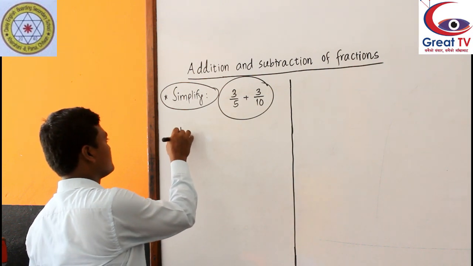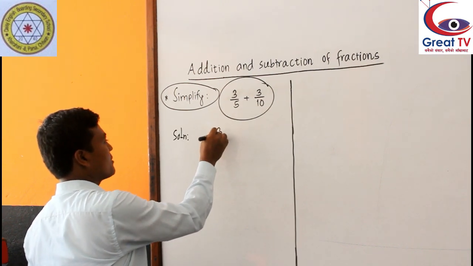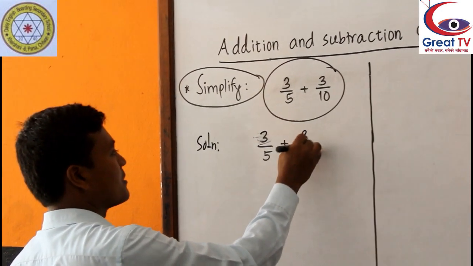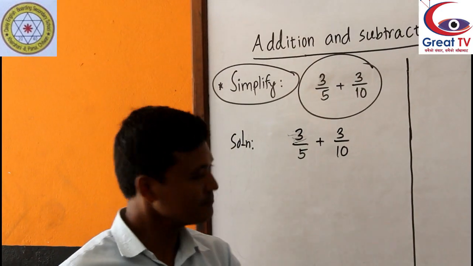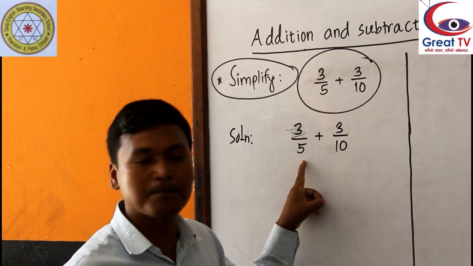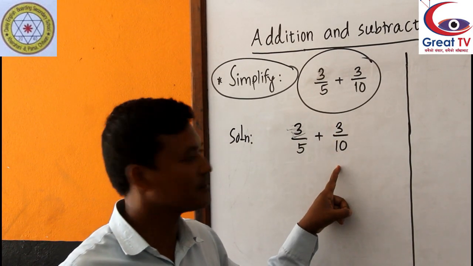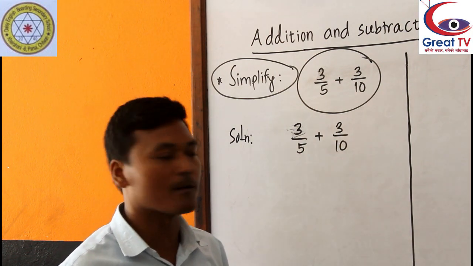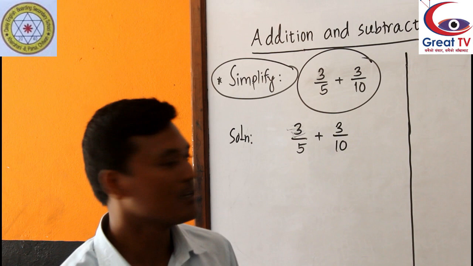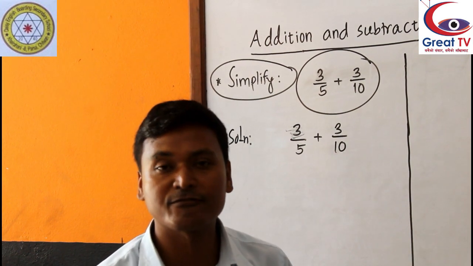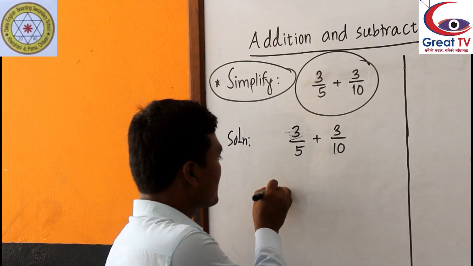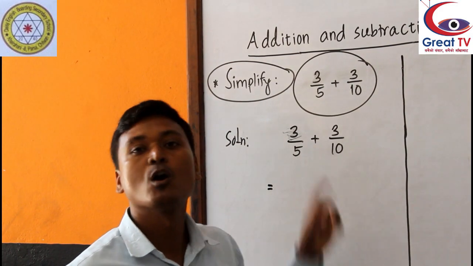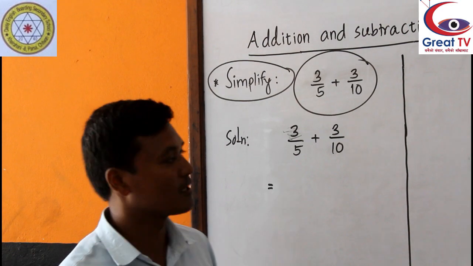let us solve it. 3 upon 5 plus 3 upon 10. Here we have the question 3 upon 5 and 3 upon 10. 3 upon 5, 5 denominator, 3 upon 10, 10 denominator. The denominators are different, so these two are unlike fractions. So let us simplify this. I have already told you, here may be the case of subtraction, we do use the same concept.